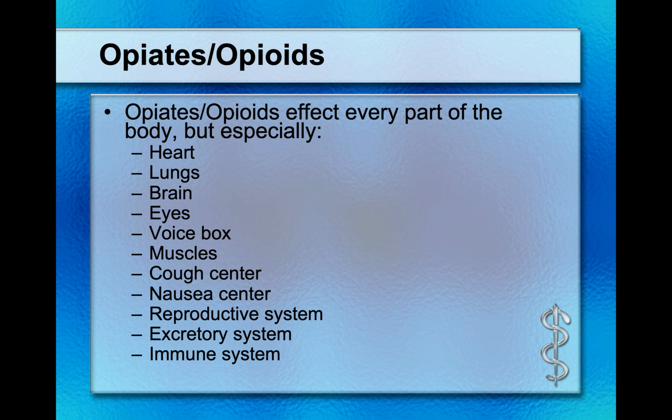Opiates, opioids affect every part of the body, but especially all these unimportant things: your heart, your lungs, your brain, your eyes, your voice box, your muscles, your cough center, your nausea center, your reproductive system, your excretory system, and your immune system. Now, this is really kind of interesting because people that are longtime opioid users will have a raspy voice, which is just weird.